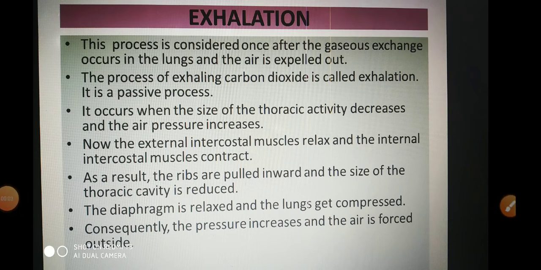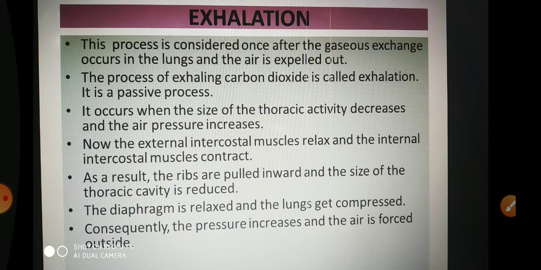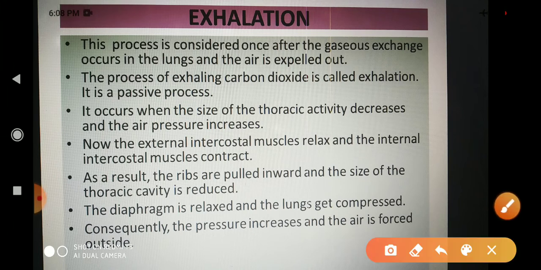Now the next process is exhalation. This process takes place once after the gaseous exchange. After this, the lungs expel the air which is rich in carbon dioxide. This is a passive process. In this process, the size of the thoracic cavity decreases, and due to that, air pressure increases, and due to the increase in air pressure, the air which is inside rushes outside, and the exhalation process takes place.